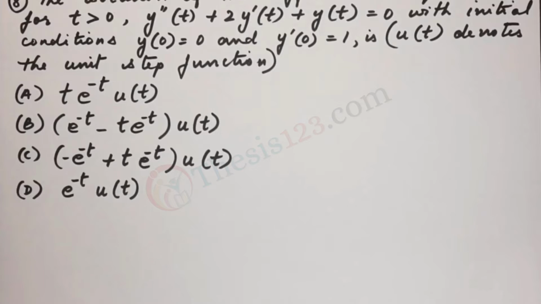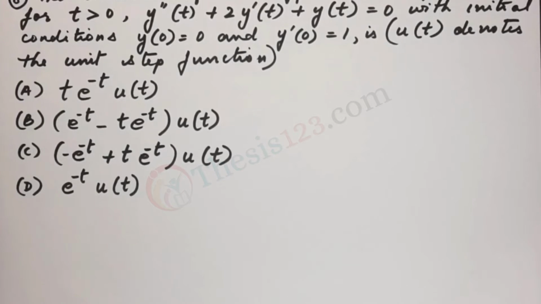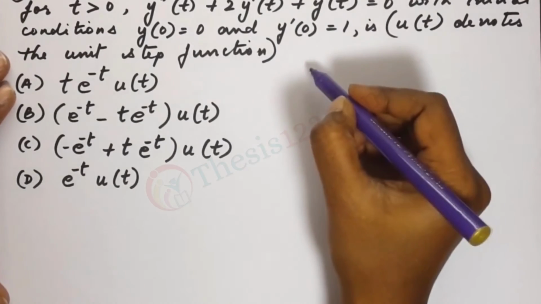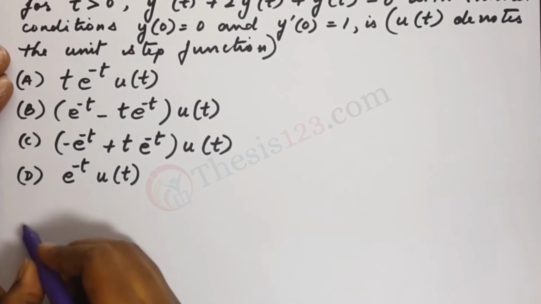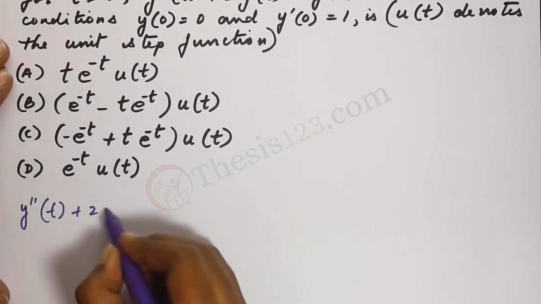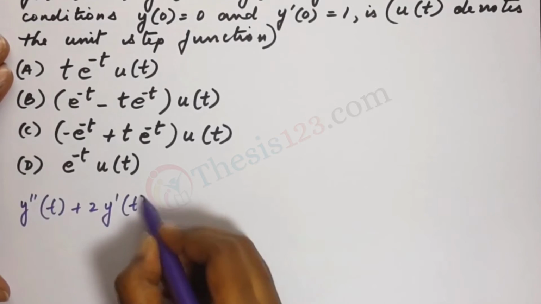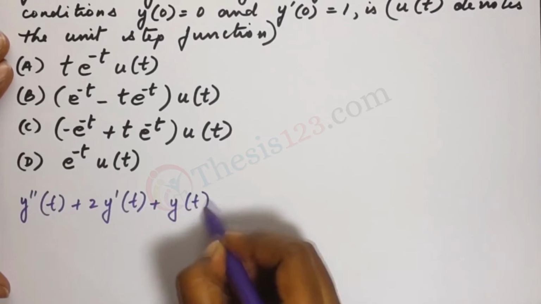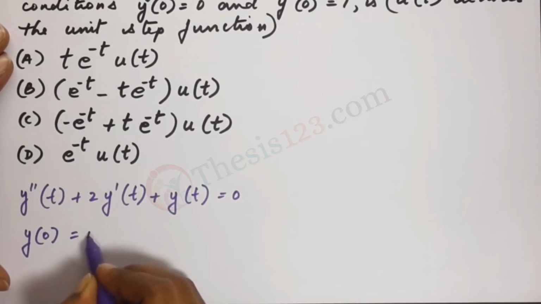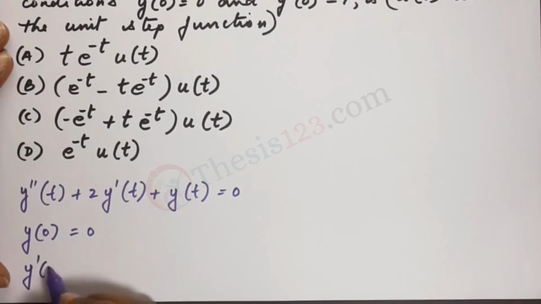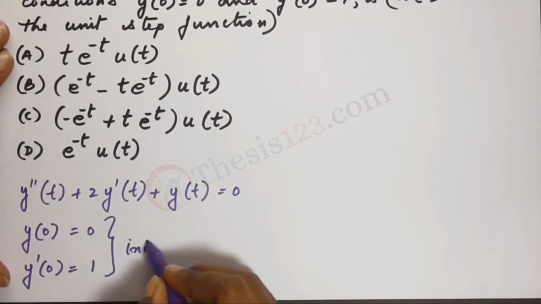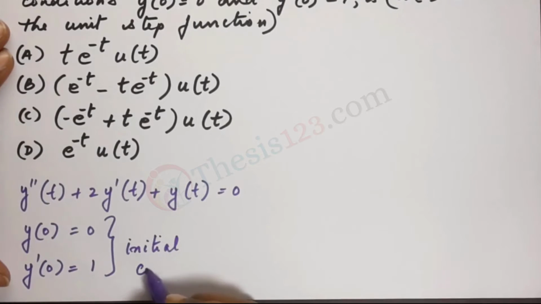Okay, so we have to solve the given differential equation using the initial conditions given. So I'll just write that down over here. Our differential equation is y double dash of t plus 2y dash t plus y of t is equal to 0. Initial conditions given to us, y of 0 is equal to 0 and y dash 0 is equal to 1. So these are the initial conditions.